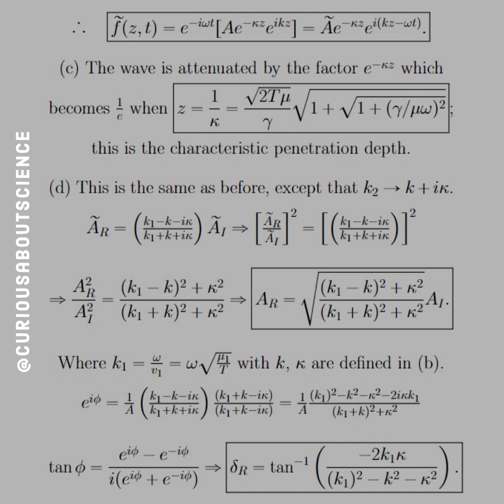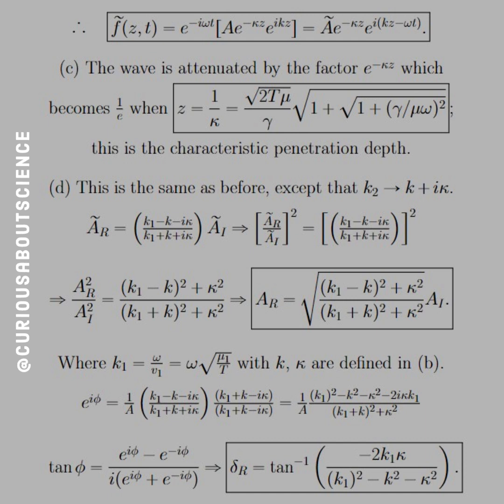So the wave is attenuated by a factor of e to the negative kappa z, which becomes 1 over e when z is equal to 1 over kappa. Okay, so as you see there, we just set e to the negative kappa z equal to e to the negative 1. So negative kappa z equals negative 1. Easy enough to solve that through. So z is equal to negative 1 over negative kappa, hence how we get this. And we saw what kappa was equal to, so no big deal there. And that is the characteristic penetration depth.